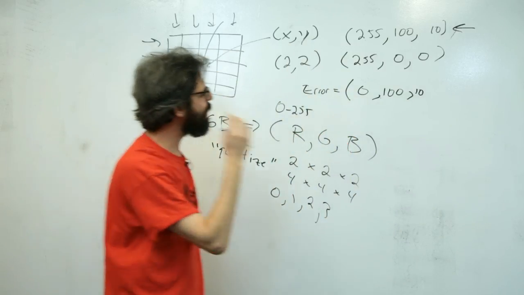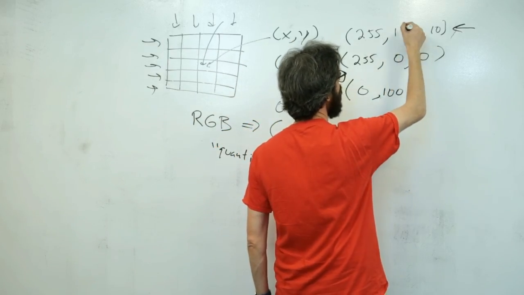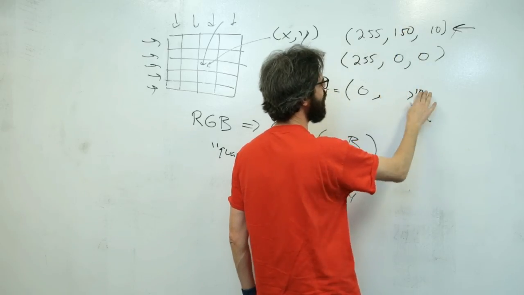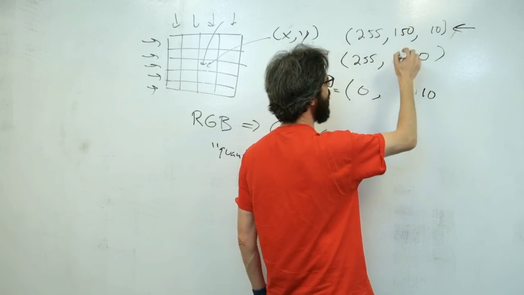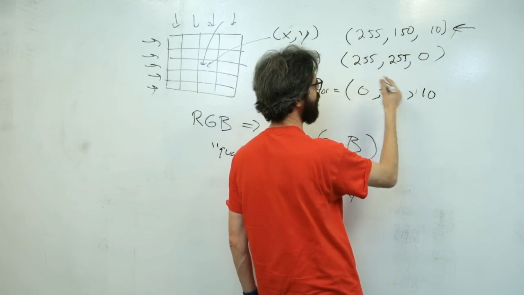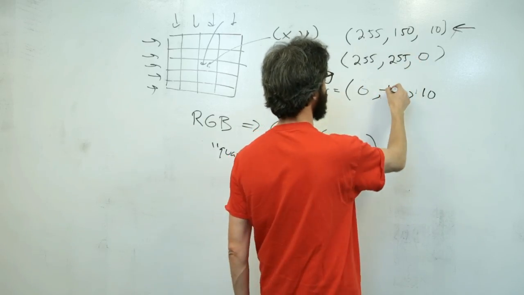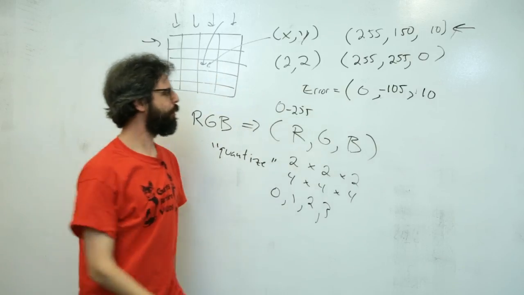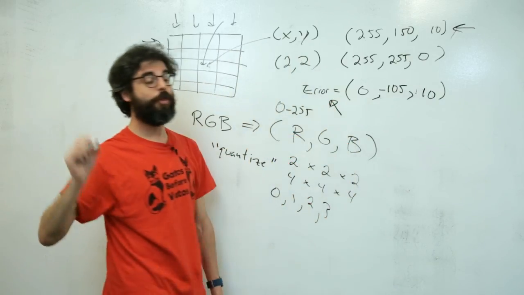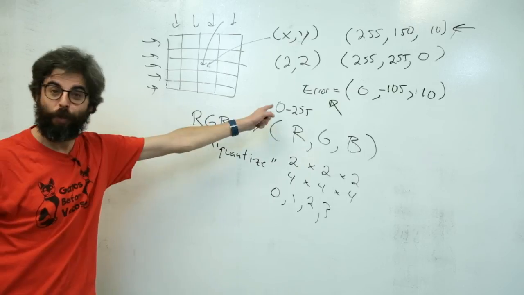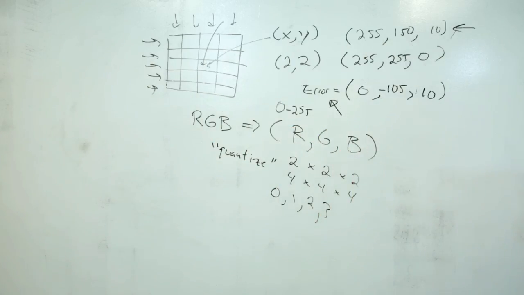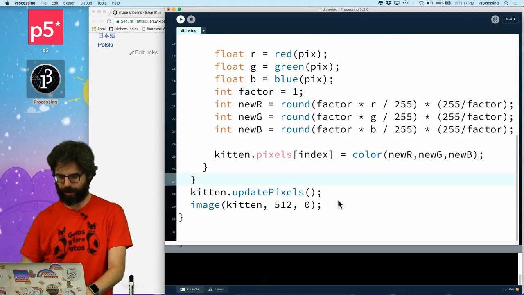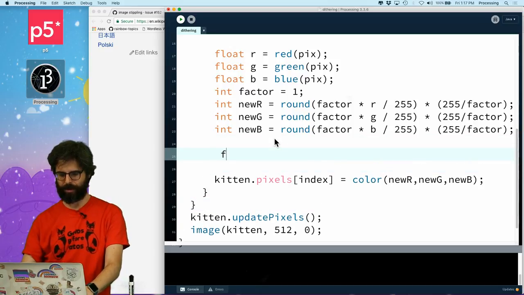That's the actual error. Let's do this a little bit differently. Let's make this 150, just so we can see. So this would then be 10, but this would round up to 255, so the error would be negative 105, right? So you can see this is calculating the error. The reason why I need to work with this error, and let's put this into the code real quick. So I'm going to say here, error r equals new r minus new r.